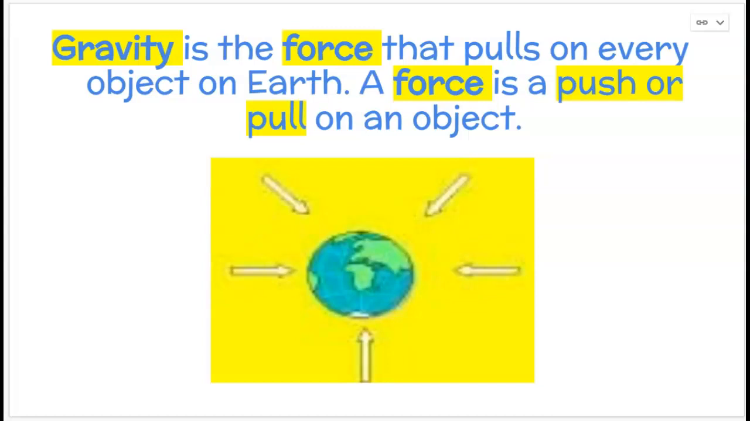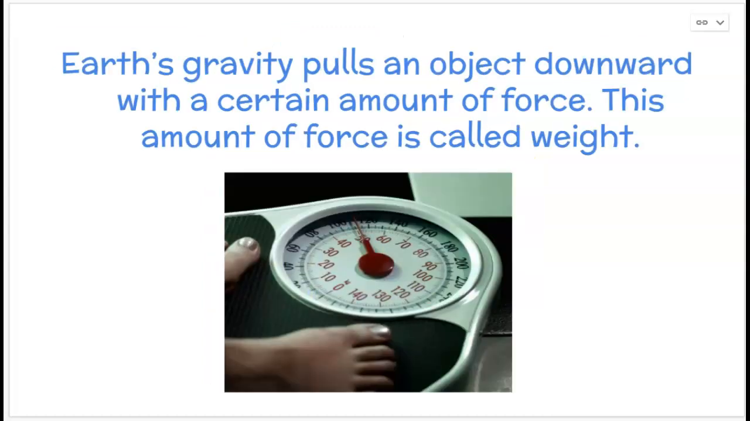Gravity is the force that pulls on every object on Earth. A force is a push or pull on an object. Earth's gravity pulls an object downward with a certain amount of force. This amount of force is called weight.